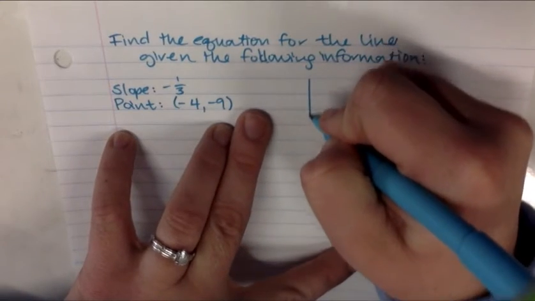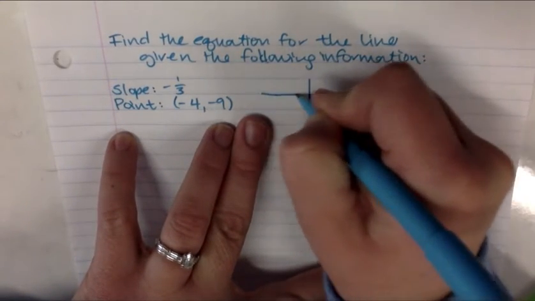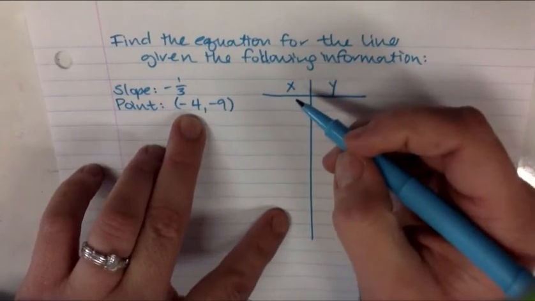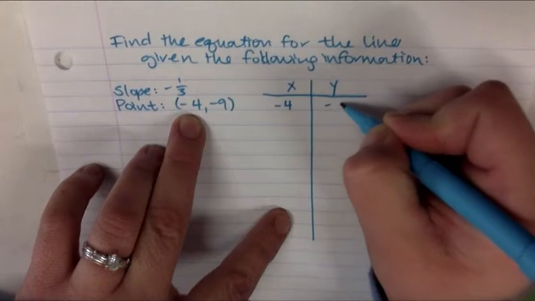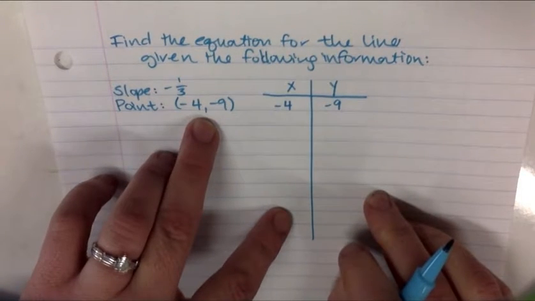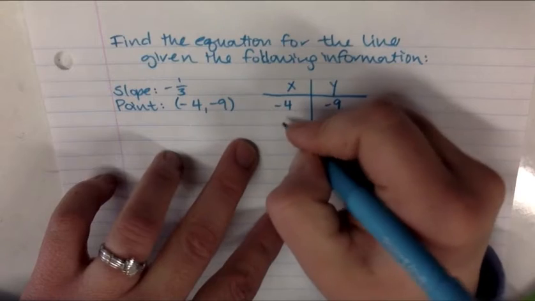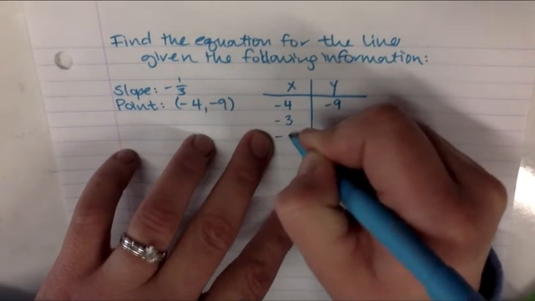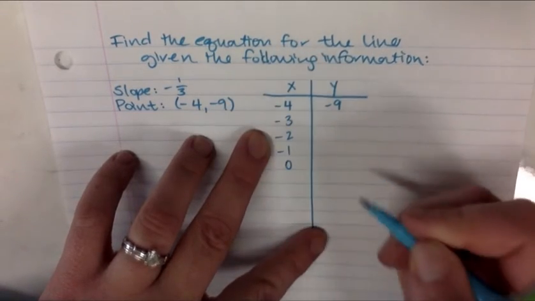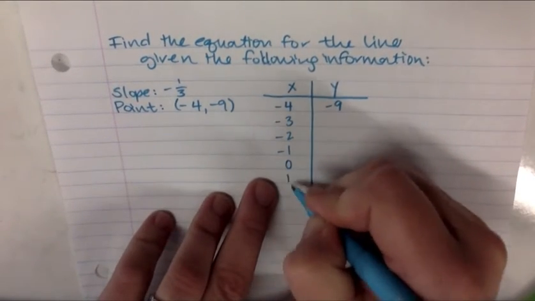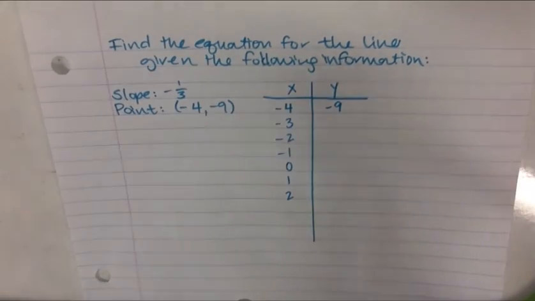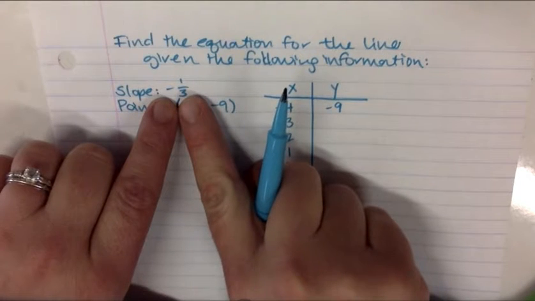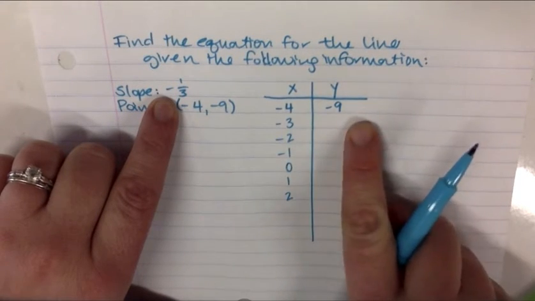If I were to create a table for this scenario, x, y, I'm going to put this value -4, -9 in this table right here. And when I do that, I'm going to also add -3, -2, -1, and 0. I definitely want 0 in there. I'm going to add a couple more numbers in here too. All right, so I now need to use my slope to help me figure out some of these numbers.